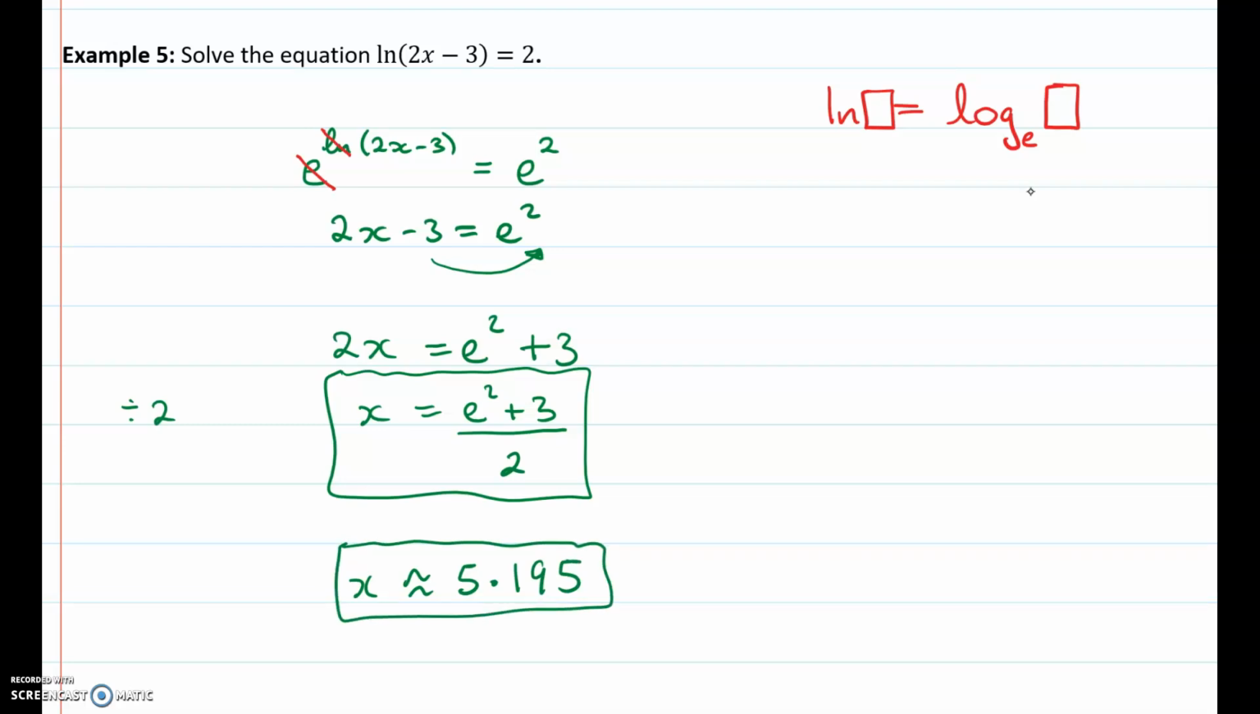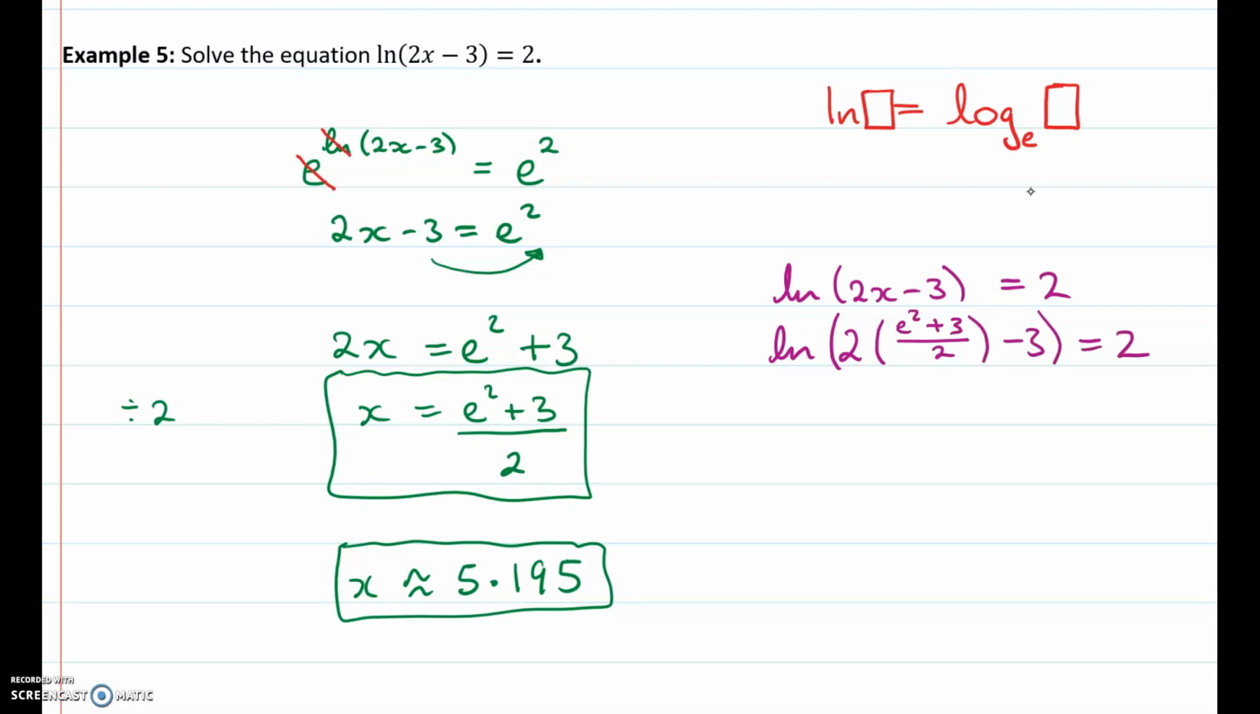Again, I guess we should check that these answers are positive. So let's do that right now. Your original was ln of 2x minus 3 equals 2. So that would be ln of 2 times x, which is (e squared plus 3) over 2, that was your x, minus 3 equals 2.